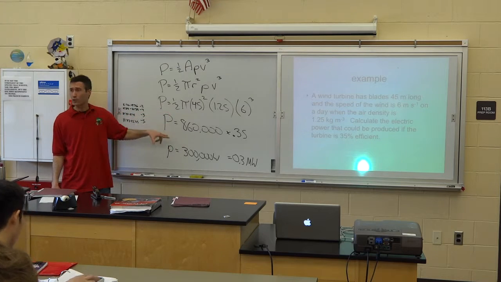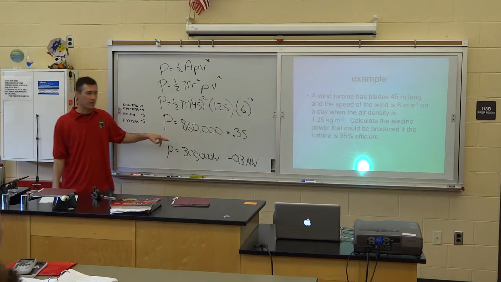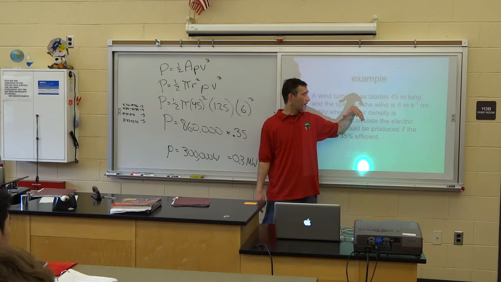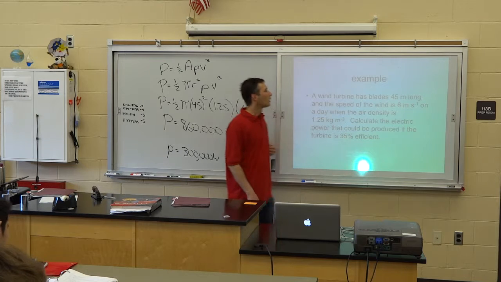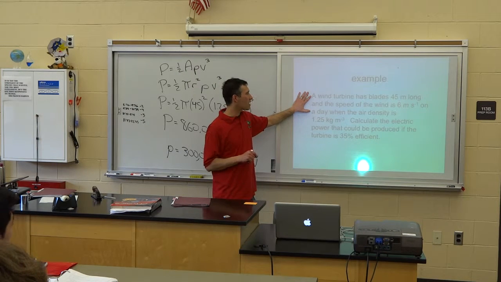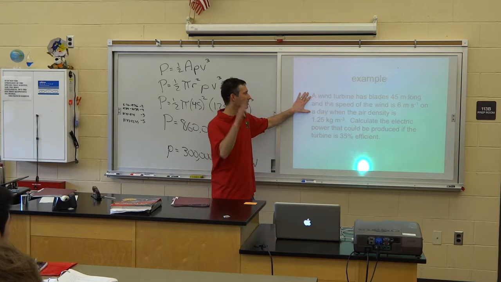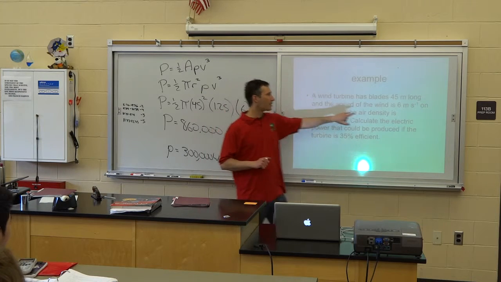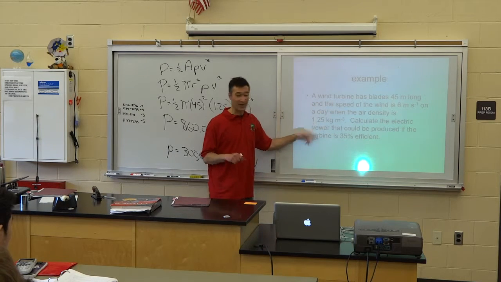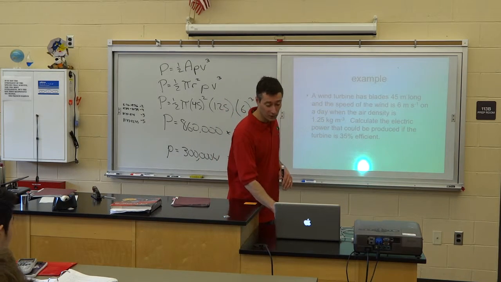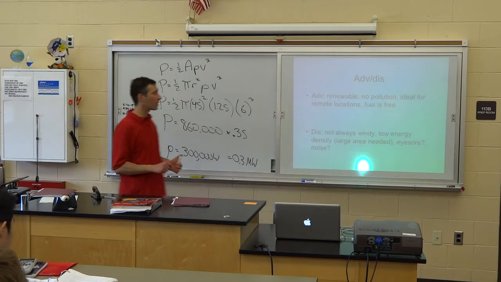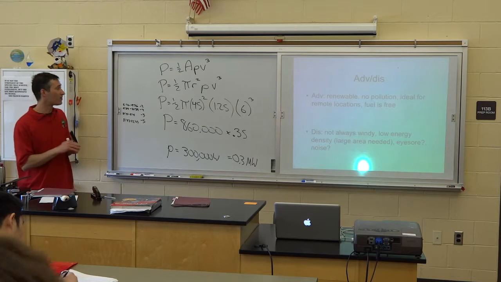Follow-up questions about that first example? Great. And this is kind of ideal, like 6 meters per second, at 45 meter blades, which were probably only about 60 meters tall. That's faster than we're going to have here. 1.25, that's higher than we're going to have here. And that's with a good efficiency, so that's kind of idealized. All right, advantages, disadvantages. We'll answer a few more questions and then we'll jump into wave power.